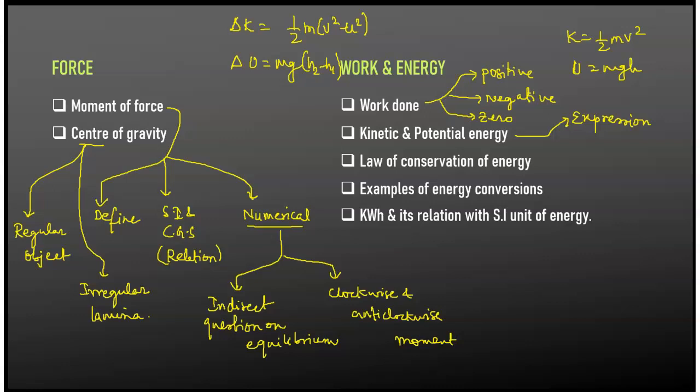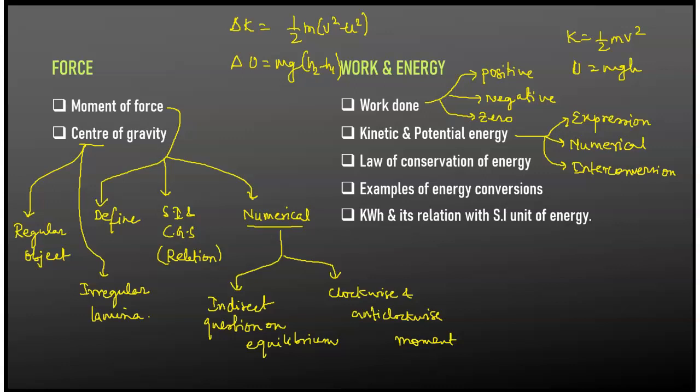Then you have the numerical on kinetic and potential energy. And finally the interconversion, meaning that you have to do the conversion of kinetic energy to potential energy or potential energy to kinetic energy. So they can give you a situation where kinetic energy is getting converted to potential energy, or potential energy is getting converted to kinetic energy.